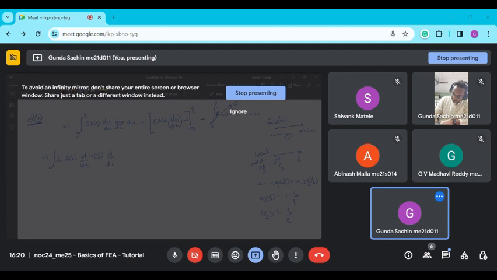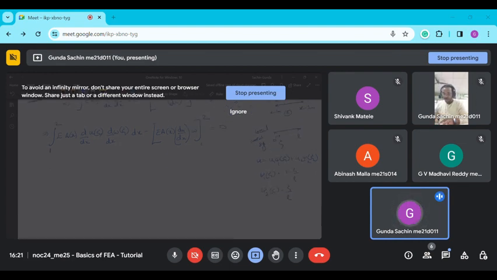Just remember that these are functions of the local coordinate system. And this element's limits are from not 0 to L. Sorry, this is from 1 to 2.